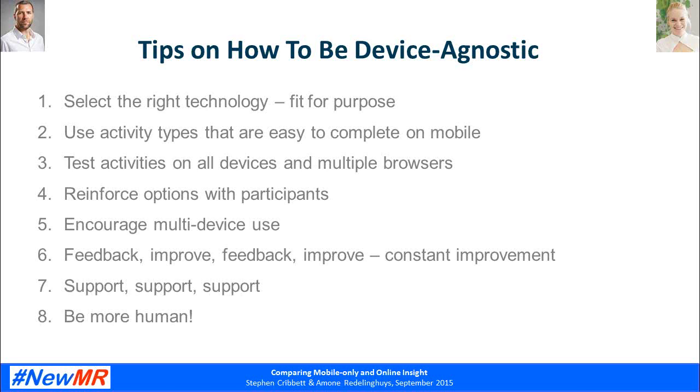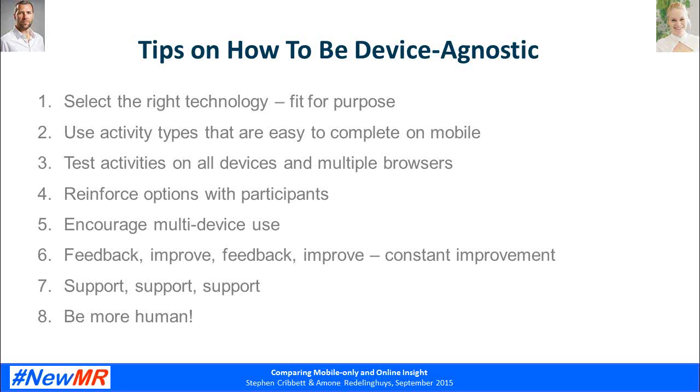Stephen, do you want to wrap up there? We've created just a couple of tips really on how to be truly device agnostic with your qualitative research. So first of all, select the right technology. Make sure that it's fit for purpose. Make sure that you're working closely with your vendor and asking the right questions of them so that you truly know what the capabilities of the technology are before you go ahead and use it.